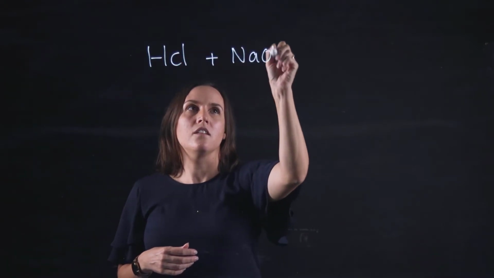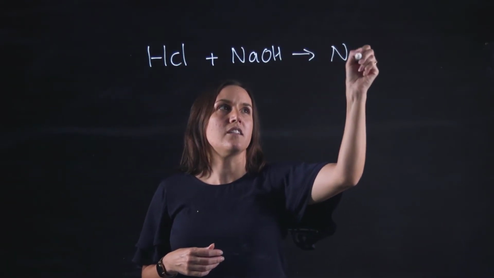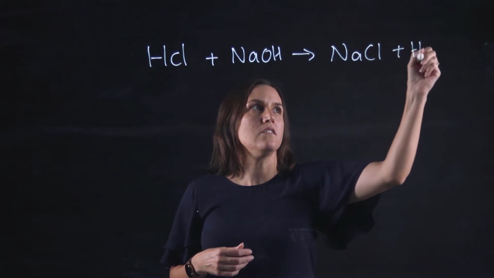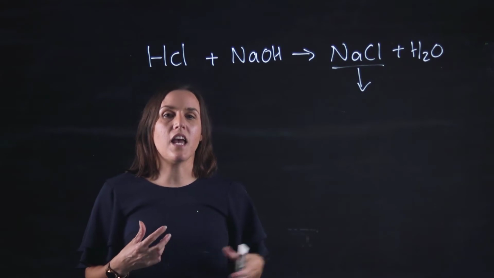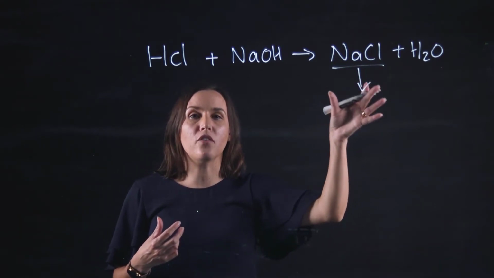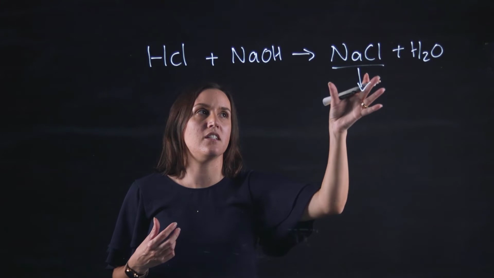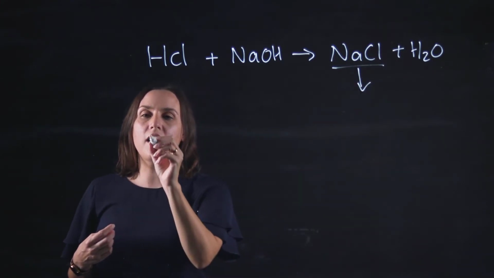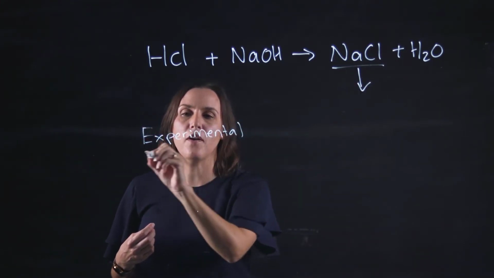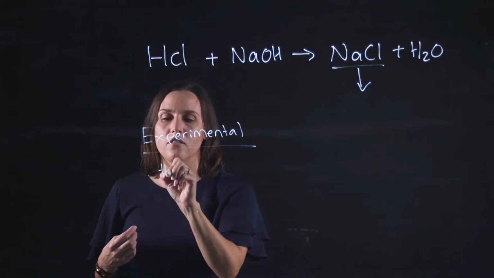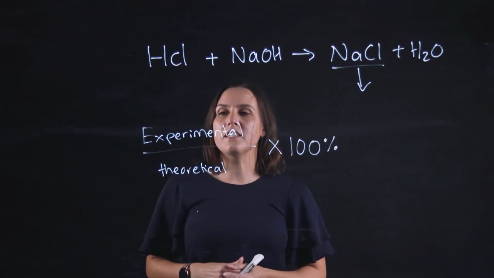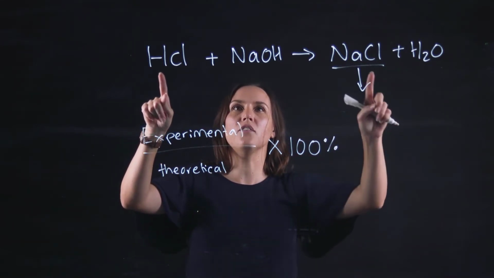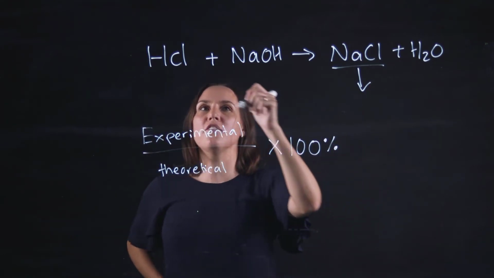So for example, if I have hydrochloric acid and sodium hydroxide, and I react them to make salt and water, and say the salt is what I'm going to be collecting, and I'm going to be working out whether or not this reaction has a high percentage yield. The formula that I use is the experimental over the theoretical, and multiply that by 100 to get a percent.